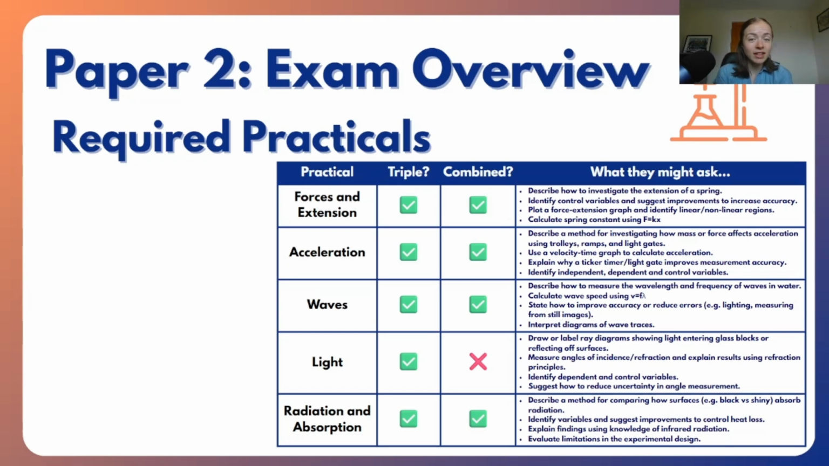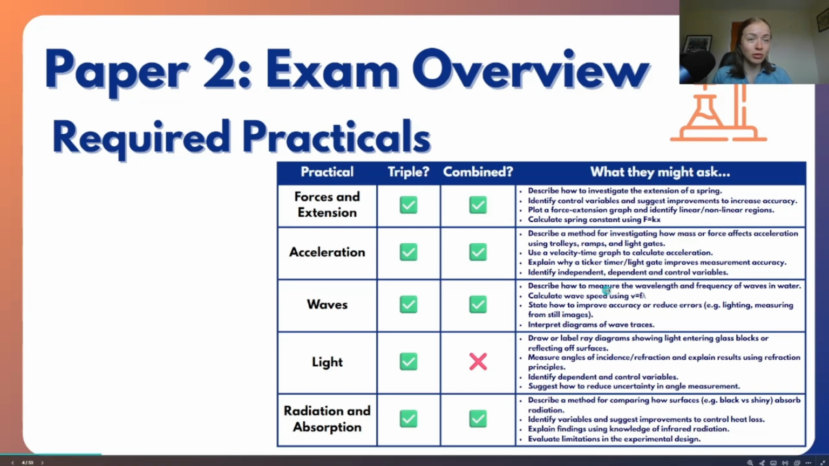And then finally, for that radiation and absorption practical, you could need to describe a method for comparing those surfaces absorbing radiation using that block, identifying the variables and suggesting improvements for controlling heat loss, which is kind of linked to our P1 topic as well. You also might need to explain findings using your knowledge of infrared radiation, and evaluate limitations in experiment design, which again is relevant to all practicals, but is often asked for this radiation and absorption practical.